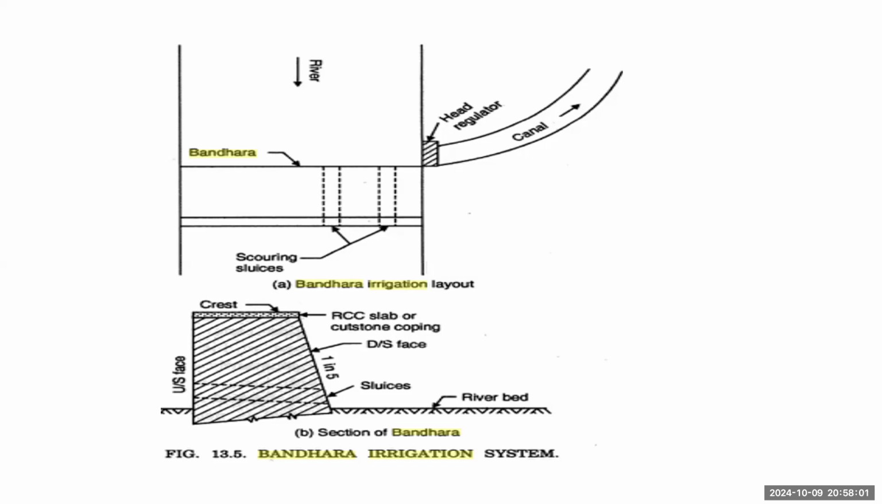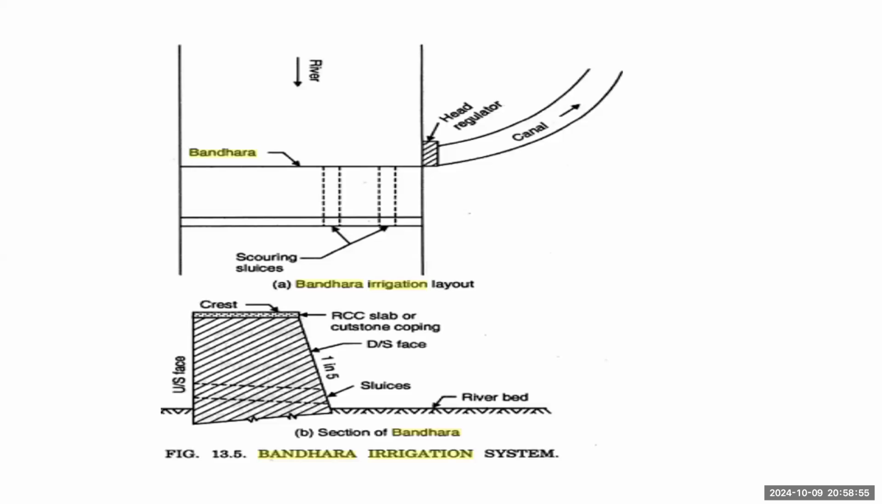And these scouring sluices are kept open so that the silt will flow out from the upstream side to the downstream. And when this Bandhara is constructed, the water level is raised, and by making use of this raised water level, the water is diverted to the canal. So here we can see the off-taking canal, and the water is regulated through the head regulator. This head regulator is a hydraulic structure which regulates the flow of water from river to the canal as and when required. When this Bandhara is constructed, not always is the water diverted from the river to the canal. So as per the need of crops, the water is released to the canal through this head regulator.